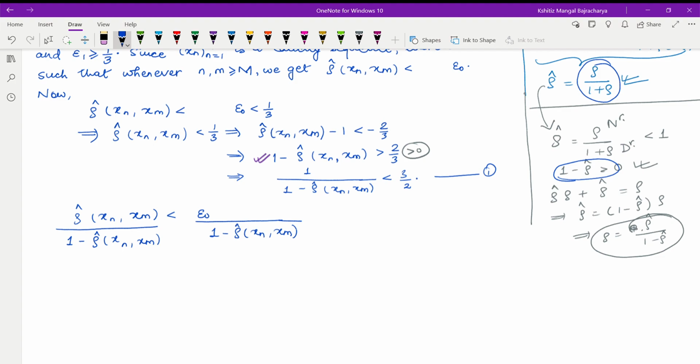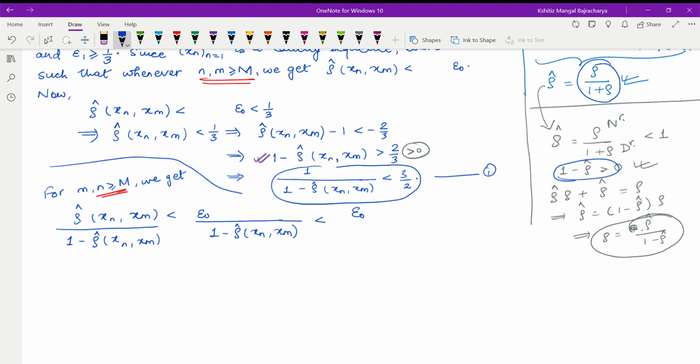Fair enough. Now, since we know that this holds for m and n greater or equal to m, we get under these assumptions. That's why I'm writing it once again so that you don't get confused. Next, this was less than epsilon naught, which remains as it is, and using 1 we're going to get this to be less than 3 by 2, which means I'm going to replace this thing right here with 3 by 2 using 1.